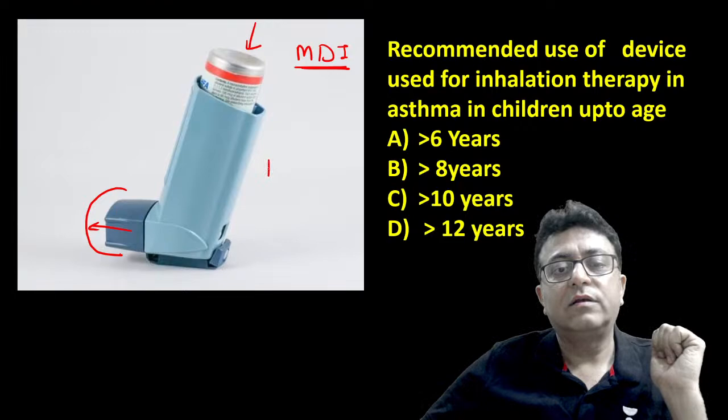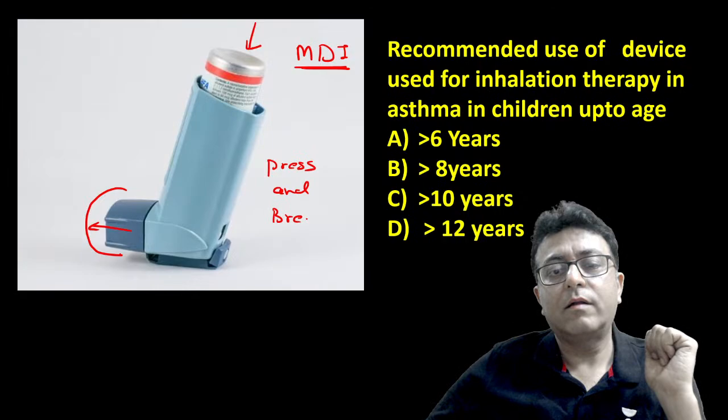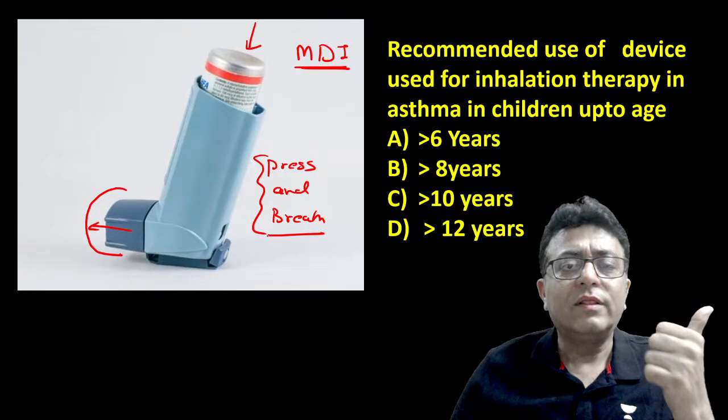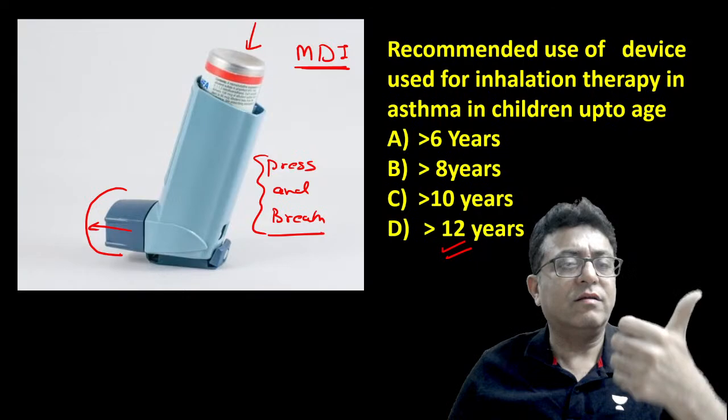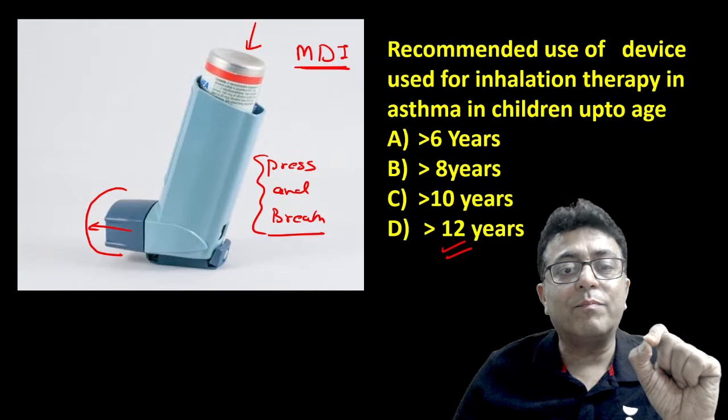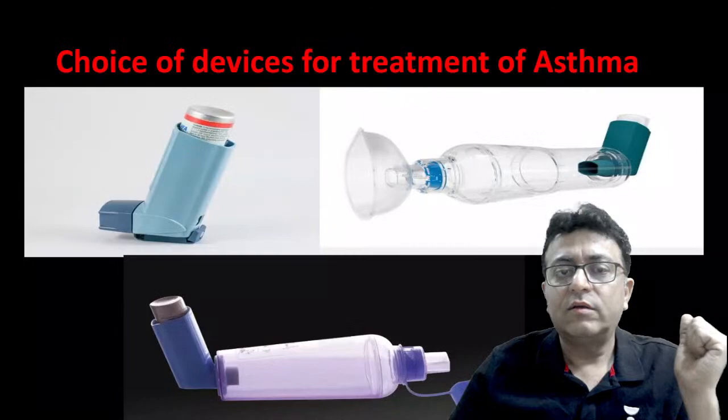It requires press and breath coordination. So this device can be used above 12 years, because above 12 years, a child can understand when he or she needs to press, and only then take a breath. But what will we do if the child is small? So this is MDI.